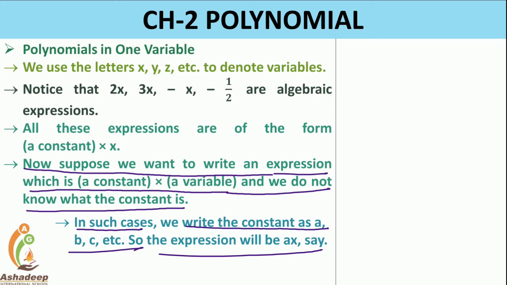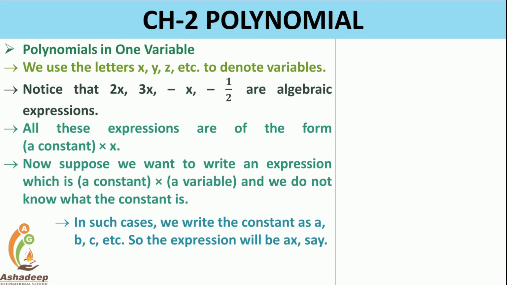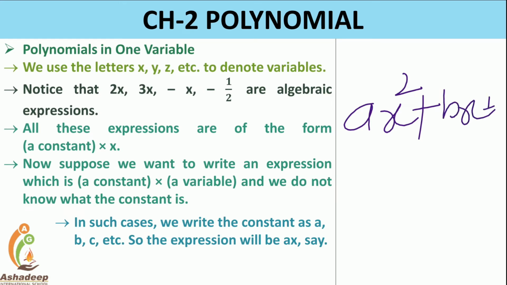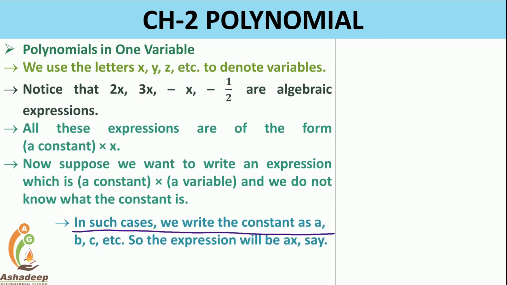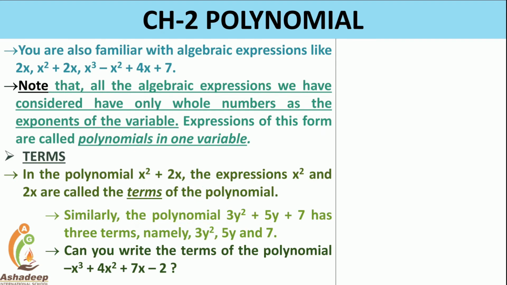See, when we have to write expressions in general, which is what this topic is about, if I write a general expression of a quadratic, that is ax square plus bx plus c. So here a is a constant term with the variable x. Okay. So in such cases, write the constant as a, b, c, etc.